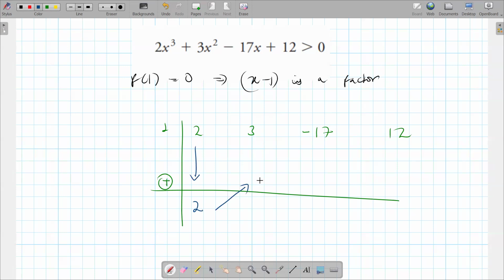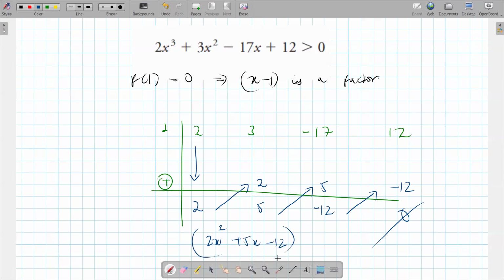For the next one, we multiply. So this becomes a 2, 5. 5 times 1 is a 5, negative 12. Negative 12 times 1 is a negative 12, and we get a remainder of 0. That's what we expected. So now we have a quadratic, so we have 2x squared plus 5x minus 12.